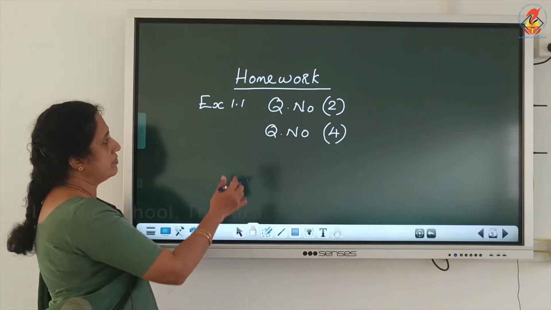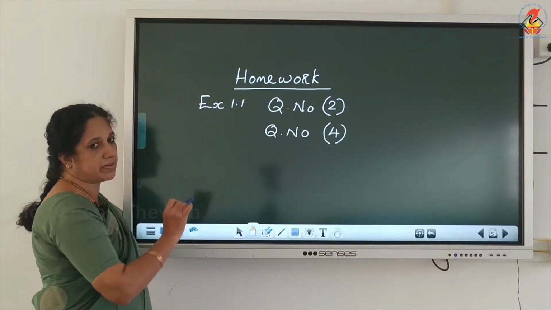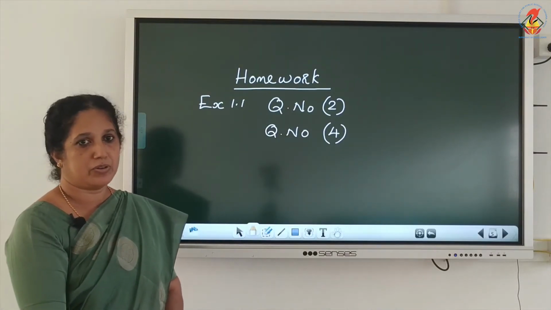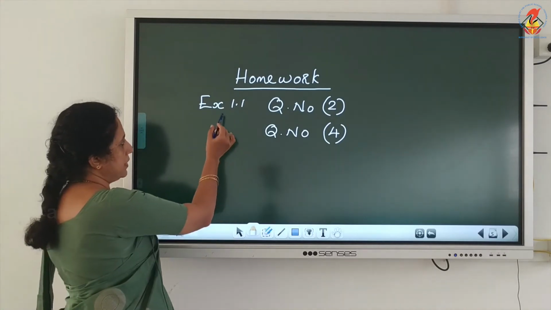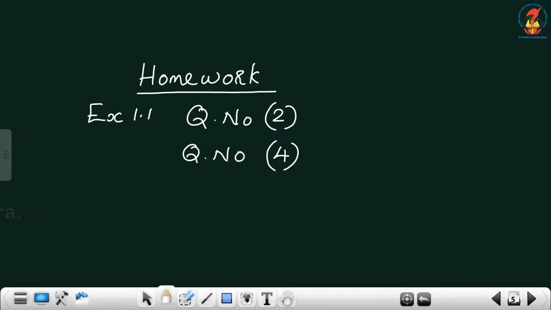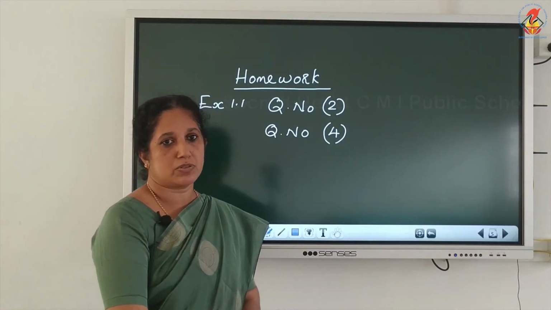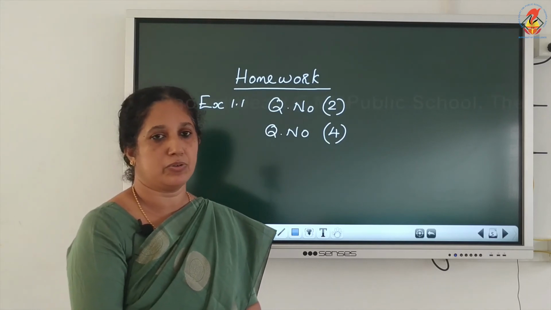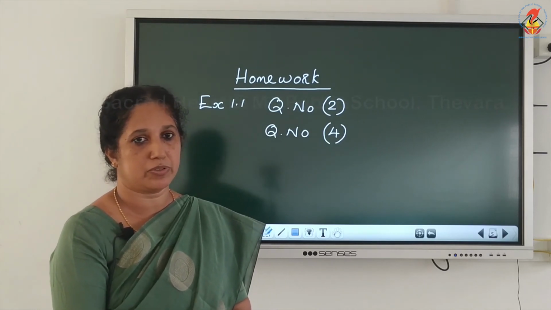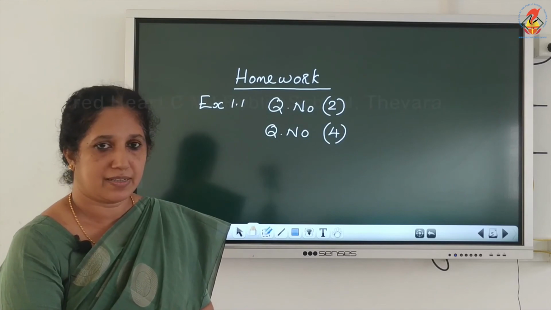Now we have the homework. The homework is given from your textbook. You have to open your textbook and copy the questions. Exercise 1.1, question number 2: you have to find out the additive inverse. Then question number 4: you have to find out the multiplicative inverse. The questions are from the textbook, and you have to do them in the notebook itself. Thank you, children.